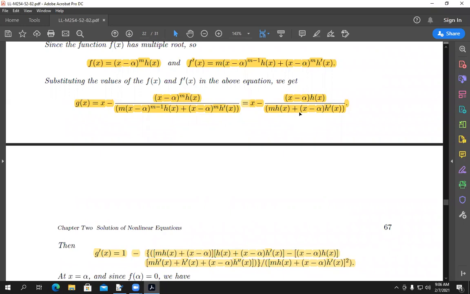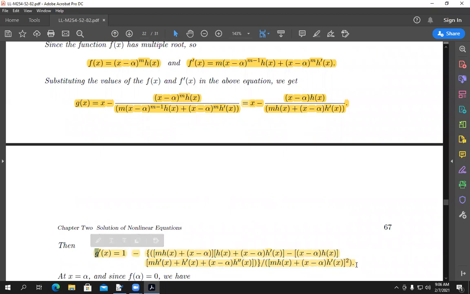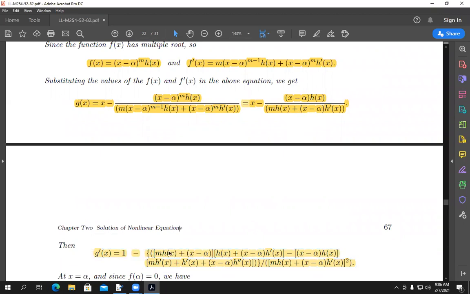We take this one. Well, you know how to do this one. And when you do, inshallah, you find the derivative of g, which is this one. After having the derivative of g, what is your job? Only put x is equal to alpha. When you put x is equal to alpha, what does this become?